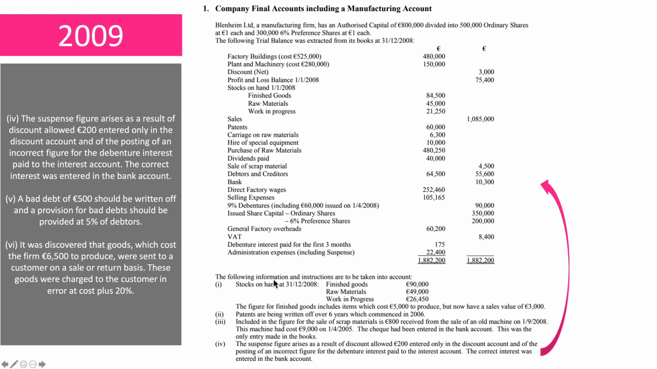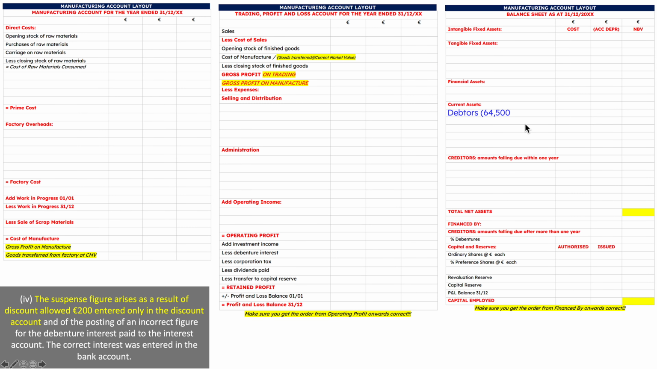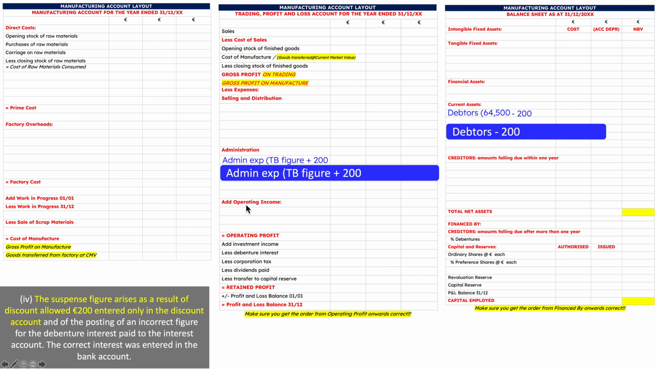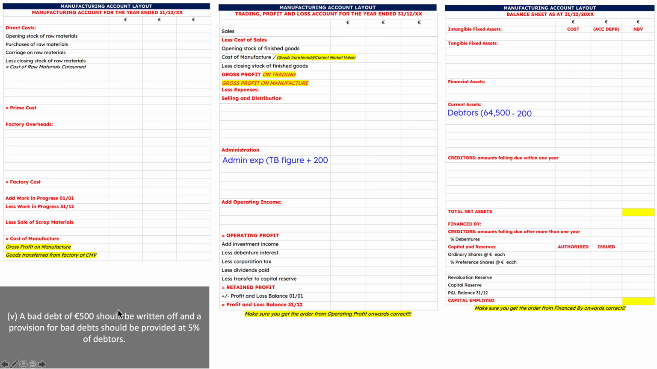Okay, so looking at the suspense one first. Suspense figure arises as a result of discount allowed 200 entered only in the discount account. So discount allowed also has to go into the debtors account because it reduced the debtor by €200. So we minus €200 from here. My trial balance will not equal if I minus 200 from the debit side and then do nothing else. So I go to my item incorporating suspense and I add 200 to that, and now my debits and credits will equal again. So I'll slot them in here as such, minus 200 here, and then I will have admin expenses plus 200. So we're just looking at the first half of that suspense account.